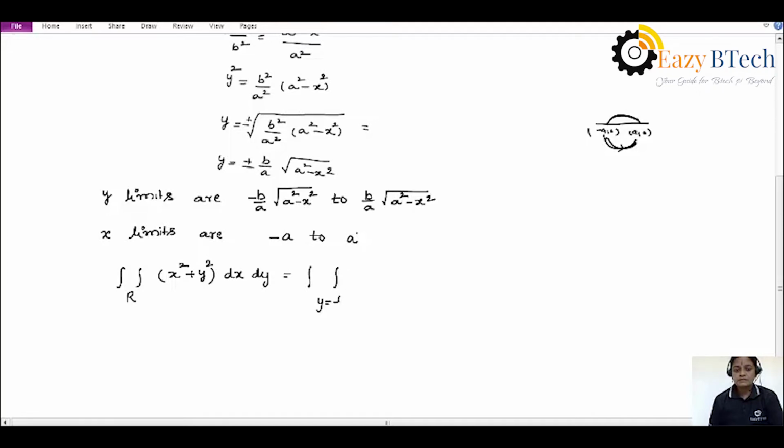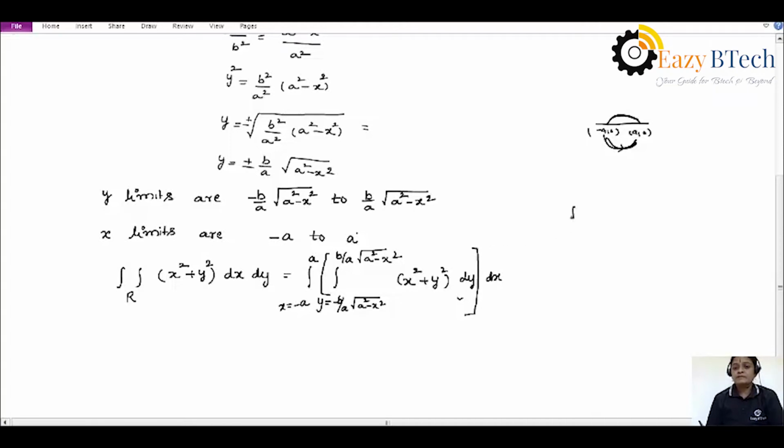y is equal to minus b by a root of a square minus x square to b by a root of a square minus x square, and the integrand term x square plus y square dy and dx, and here x limits minus a to plus a. Okay, so at first we do integration with respect to y, students, because the y limits are in terms of x here.